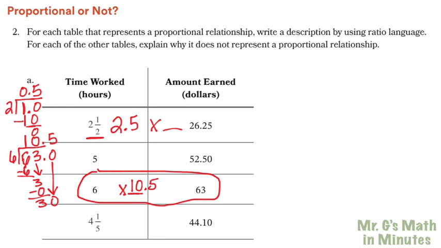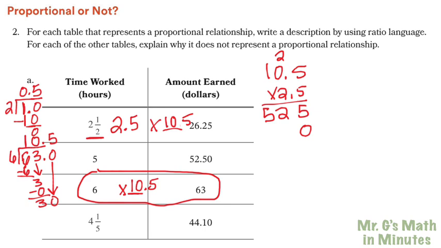So let's go ahead and figure out if the rest of them are right. Take that 2.5 and multiply it times 10.5. So 10.5 times 2.5. 5 times 5 is 25. Carry my 2. 5 times 0 is 0 plus 2. 5 times 1 is 5. Add my 0 for my next row.